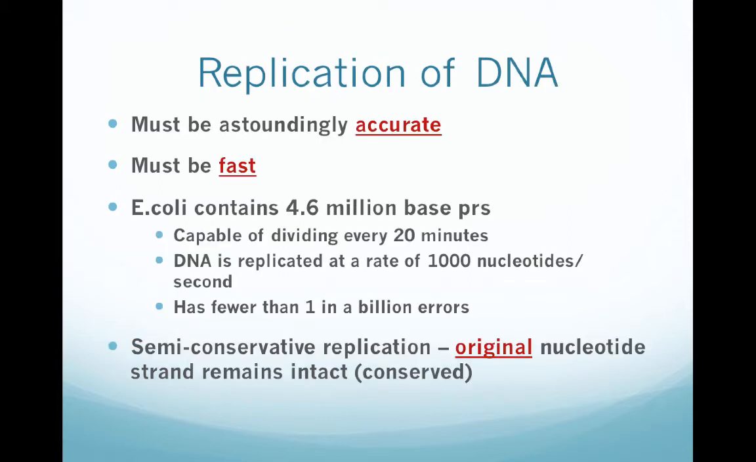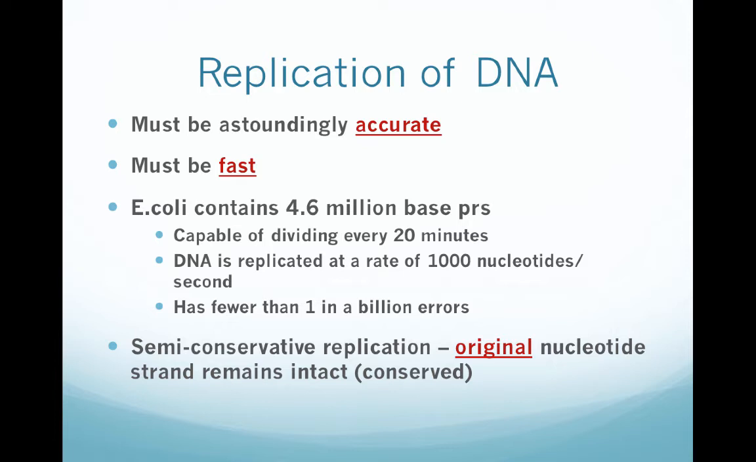Alright, so when we talk about replicating DNA, this is actually the process of taking a DNA strand and copying it into another DNA strand for the process of meiosis or mitosis. So this is happening during the S phase. And some of the requirements of this DNA is that in order for replication to happen, it must be very accurate and very fast. So for example, E. coli has about 4.6 million base pairs in its entire genome, and it has the ability to copy and divide every 20 minutes. So that's pretty astounding.